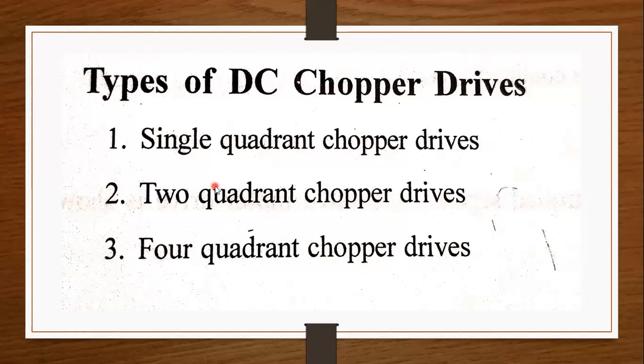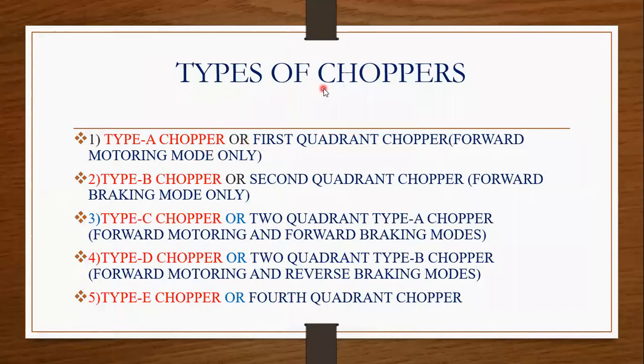Understood? So I can classify choppers into these types. The first one is called type A chopper, the first quadrant chopper. This is also called forward motoring mode. In the first quadrant, this machine is acting as a motor. That's why this is called type A chopper or first quadrant chopper, forward motoring mode.